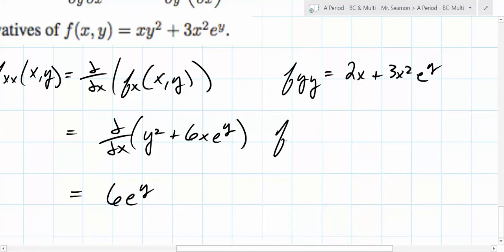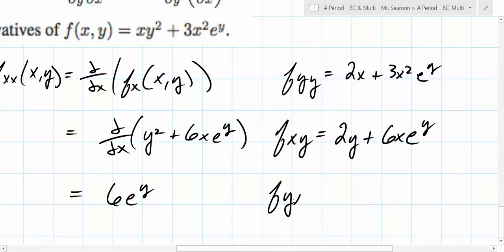Okay. What about fxy? Who has that one? fxy. What'd you get? I've got 2y. Yep. Plus 6x e to the y. Who got that? Okay. Who's got fyx? What'd you get, Ray? 2y plus 6x e to the y. Nice. Who agrees? Same thing.